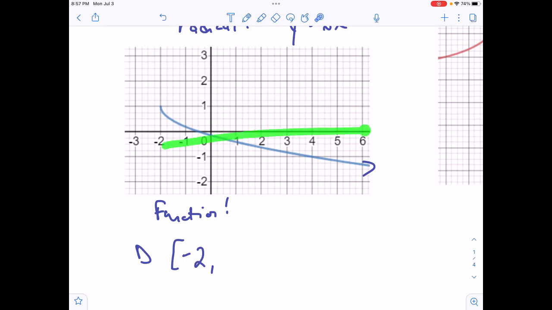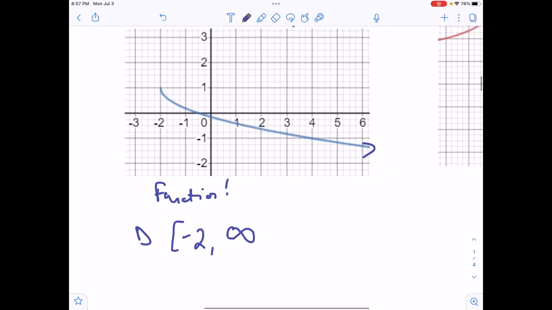And then moving to the right, you can see this graph is just going to go on forever and ever and ever and ever and ever. So we're going to use infinity for our right bound, and infinity is not a number that you can touch, so we use a curved bracket.